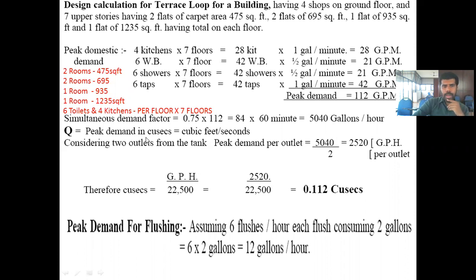So Q is equal to the peak demand in cubic feet per second. We have to find the discharge. We have already found the discharge as 5,040 gallons per hour, the peak demand after multiplying with the simultaneous demand factor. So this much water we need per hour for this particular project, or for this particular question. Now that is Q.